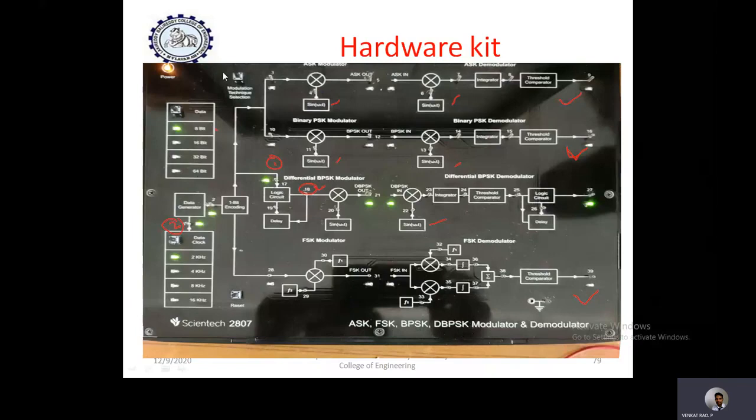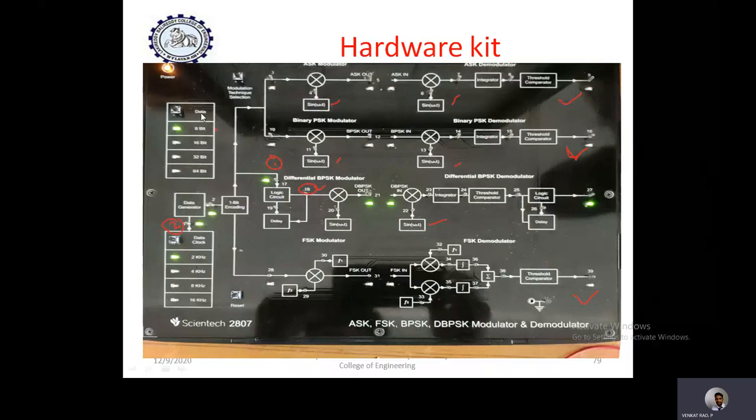After pressing this modulation selection switch, we can enable any of the modulation techniques. But in our case, we press the switch and enable the differential phase shift keying modulator and demodulator. If the LED is on, it means only this part is enabled. Other modulation techniques are disabled. Okay. And in the previous lab sessions I have explained all these things.